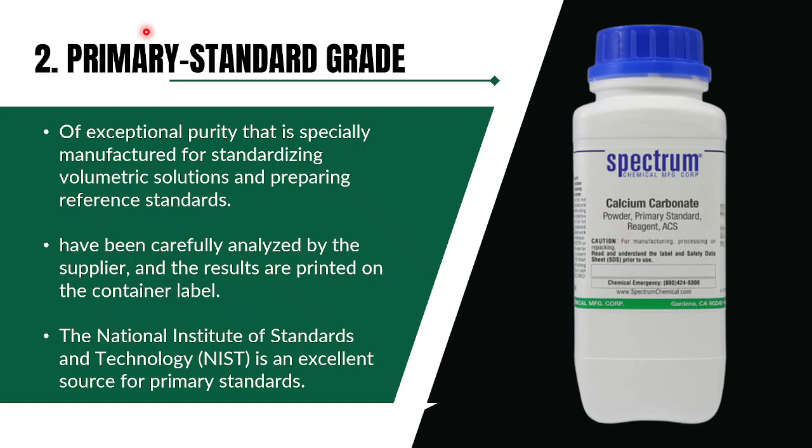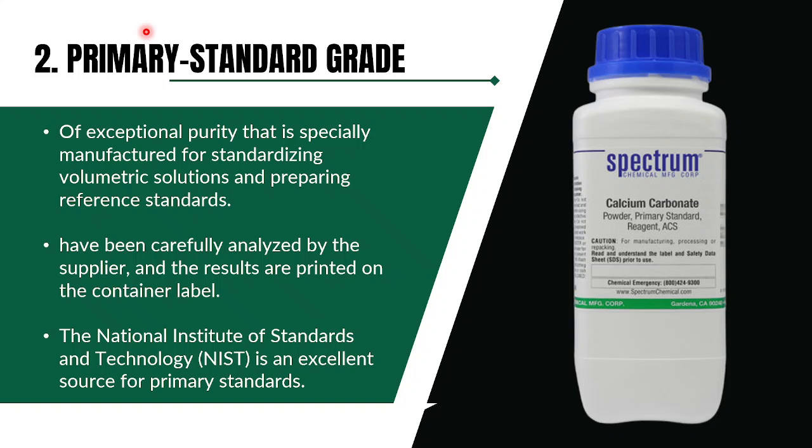Next, we also have another classification of chemicals, and this is the primary standard grade. Now, this kind of chemicals is of exceptional purity, like extremely high purity and stability, to the point that it reaches 99.9% purity. And they're also chemically stable, like they are not reactive with air or light.